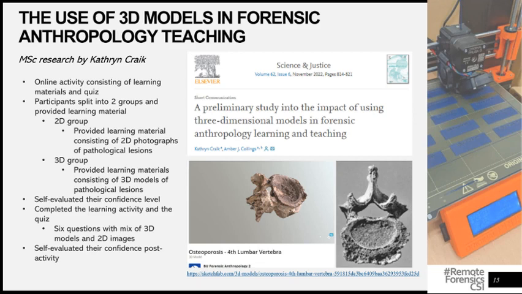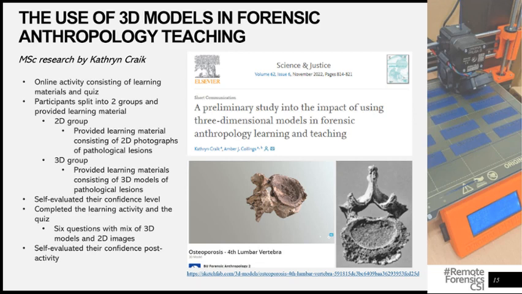And then we have the 3D group, and they were provided learning materials consisting of 3D models. So these are models that were accessible on Sketchfab. And this is an example that has been uploaded by Bradford University as part of their digitised diseases. And again, is another example of osteoporosis. This is a 3D model. So the participants would have been able to move around this, scroll around this in 3 dimensions.